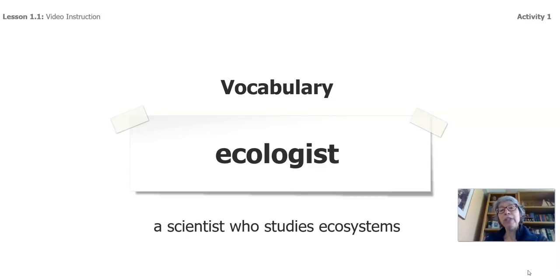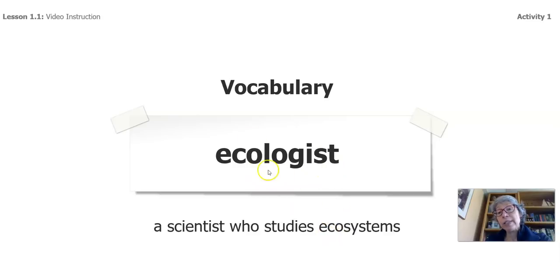There are some words we'll need to know along the way, and when we do, they'll be posted just like this. So here is our first vocabulary word: ecologist. A scientist who studies ecosystems. Now notice that this eco prefix has come up again, and remember that's Greek for home, and it's the same in ecosystems.